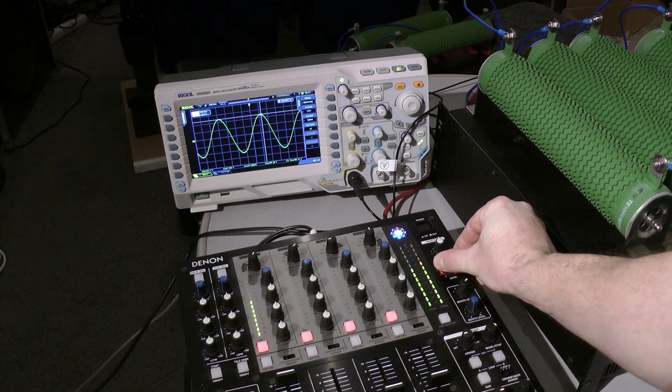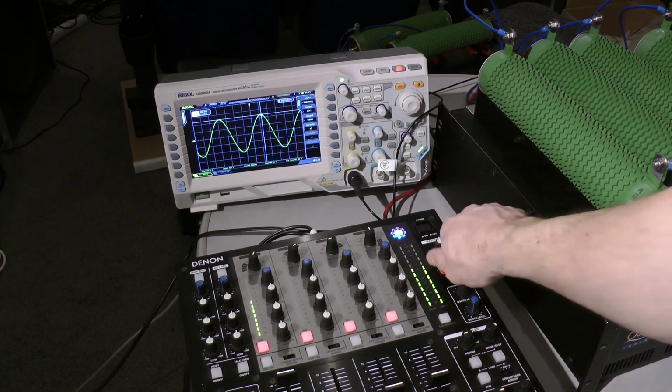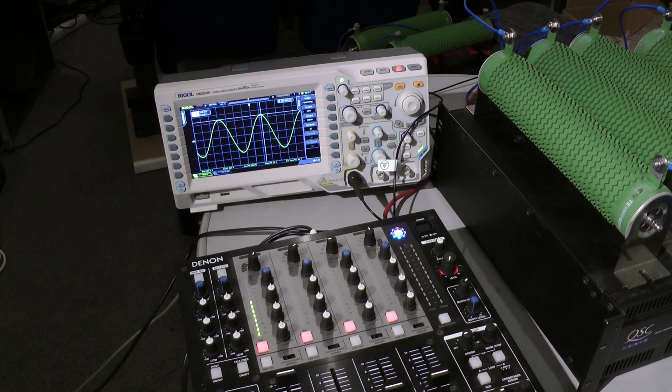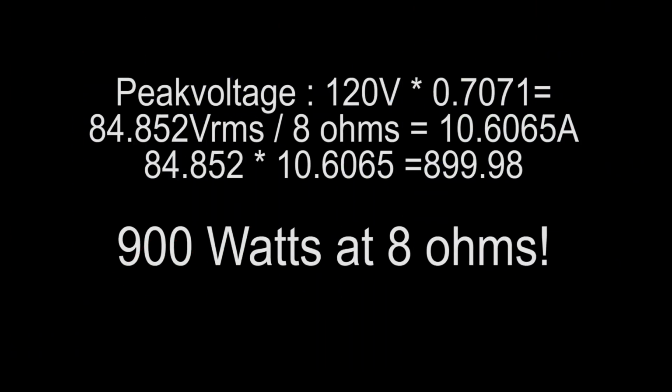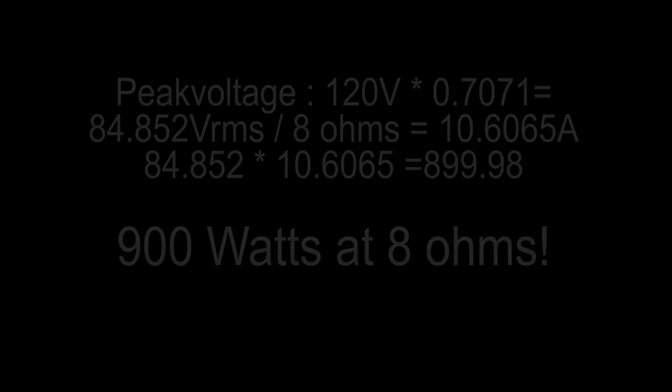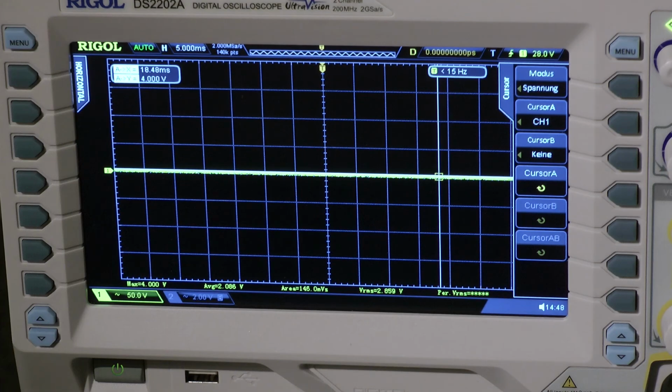Clipping is starting, I go back. This looks clean. I take a single shot, take away the power, and now we have the screenshot of the amplitude. I will read the peak voltage. So the next test is 1 kHz dynamic power, 20 cycles. There you see it.